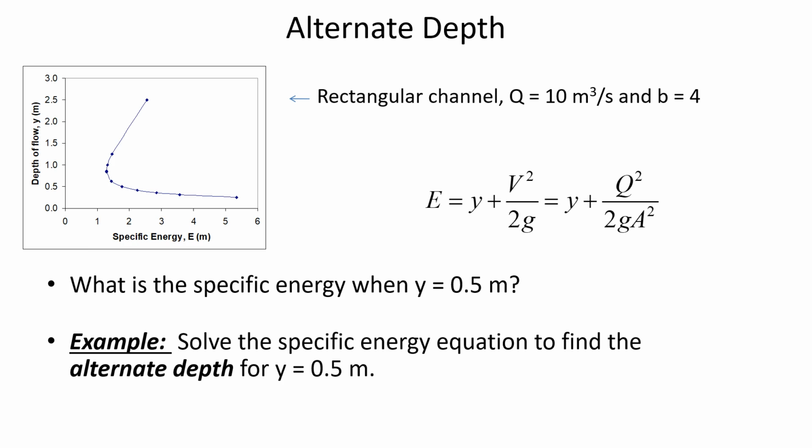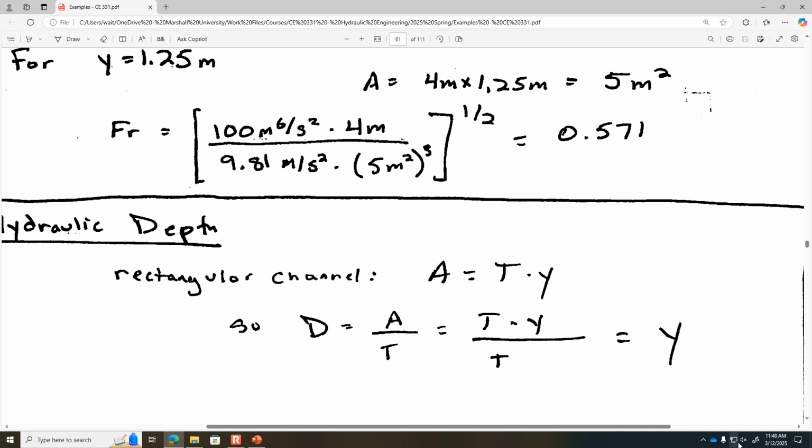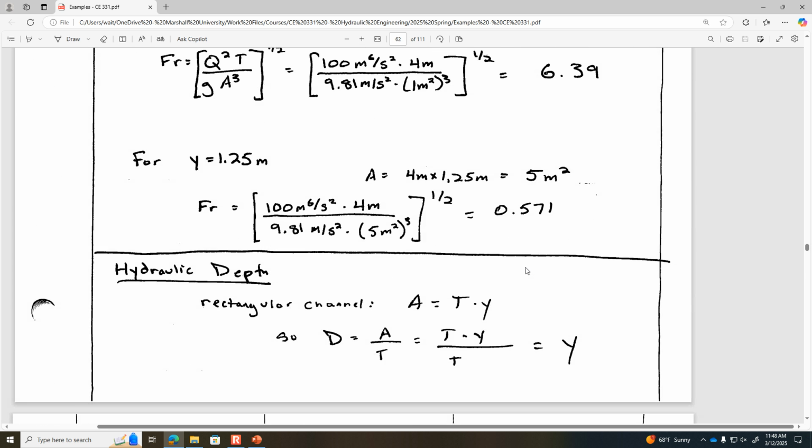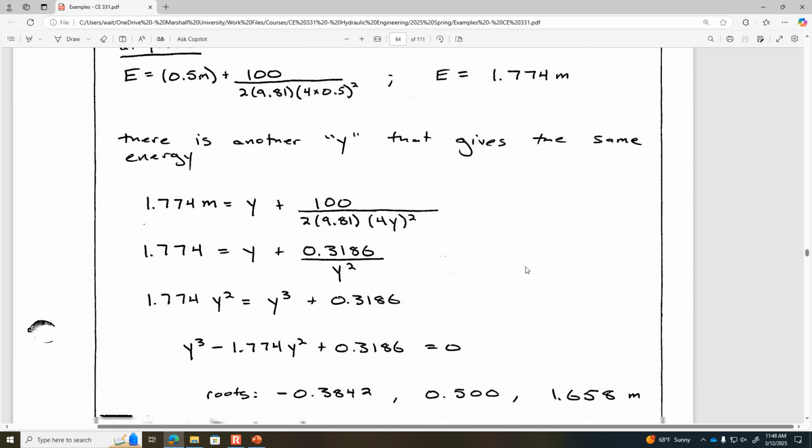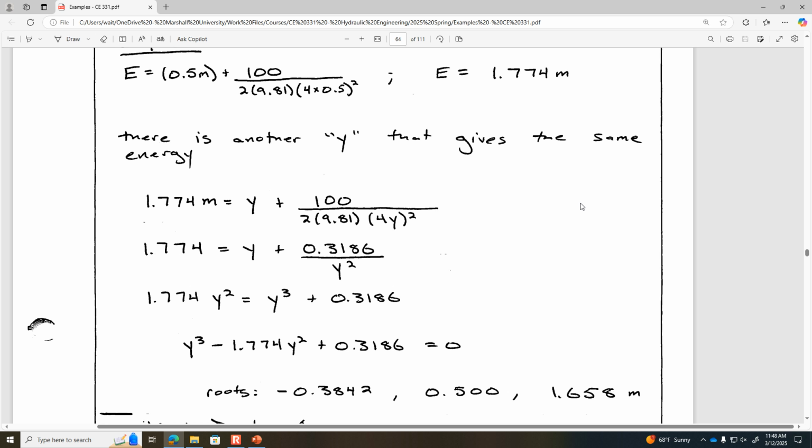Since we're running low on time, let me show you these calculations. You can be assured that solving for cubic roots in an equation is going to be something you'll get very good at. We're going to do it a lot. So on the left-hand side of the equation is the specific energy that we've just calculated, the same one that's associated with the depth of 0.5, 1.774. So Q squared divided by 2gA squared. All right, so let's combine all of these numbers together and we get 0.3186 divided by y squared. Multiply each term by y squared to get it out of the denominator. So 1.774 y squared is equal to y cubed plus 0.3186. Rewrite it, and then in your calculator you should be able to solve for roots.